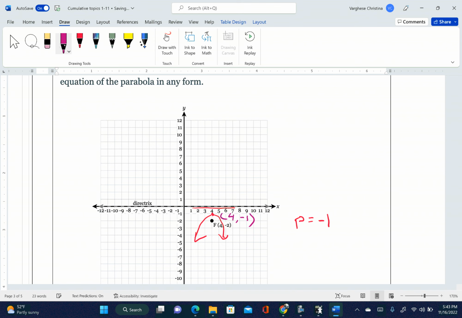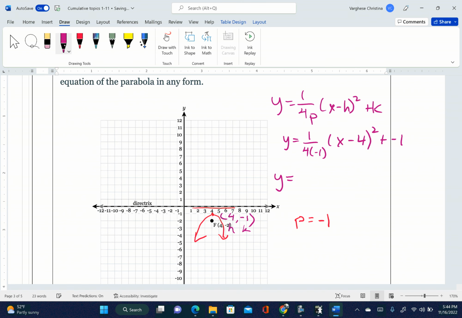And then you plug that into the formula. So the formula is y equals 1 over 4p, parentheses, x minus h squared, plus k. So it's y equals 1 over 4 times -1, x minus our h here is 4, our k is -1, so x minus 4 squared plus a -1. Let's simplify this. We can make this better. We have y equals 4 times -1 is -4.